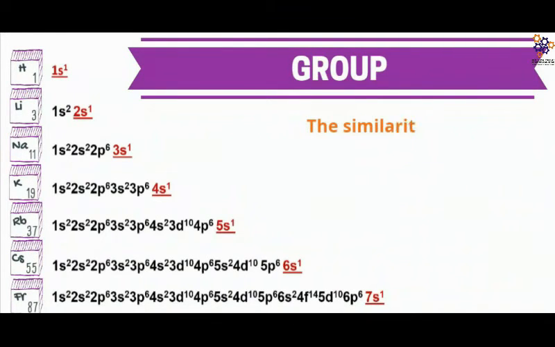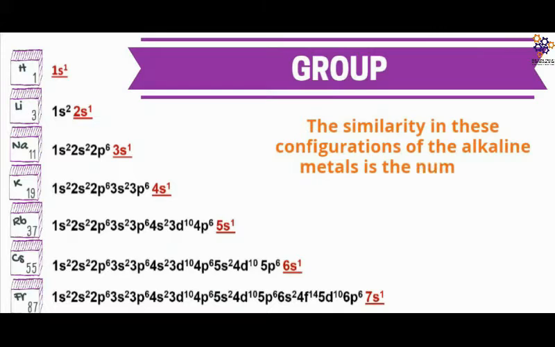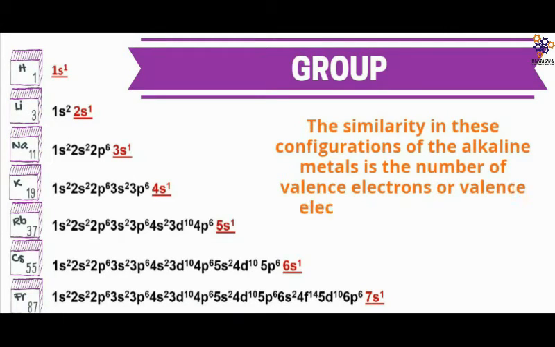For example, when going down group 1, we can see the similarity in the configurations of the alkali metals is the number of valence electrons, or valence electronic configuration.